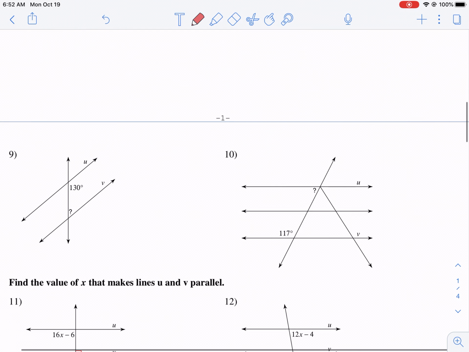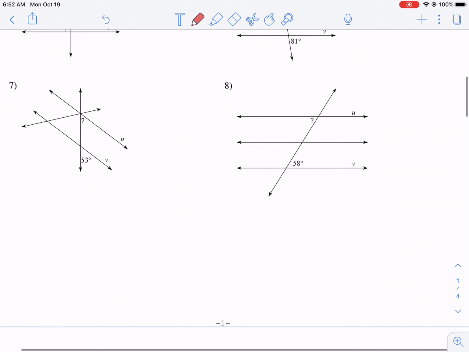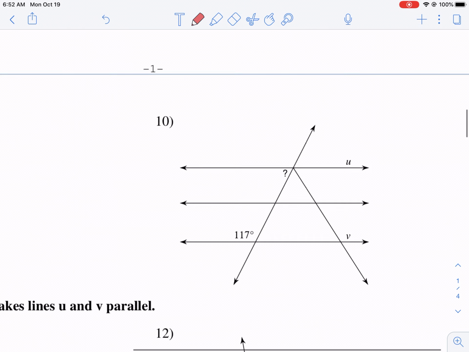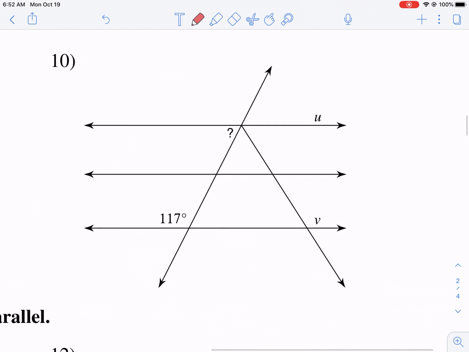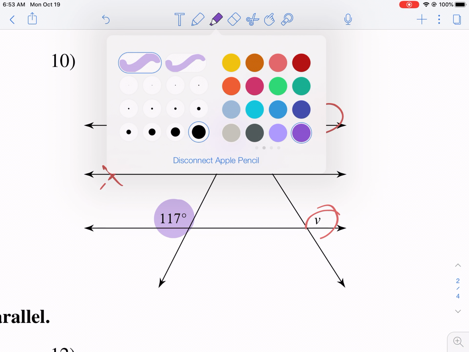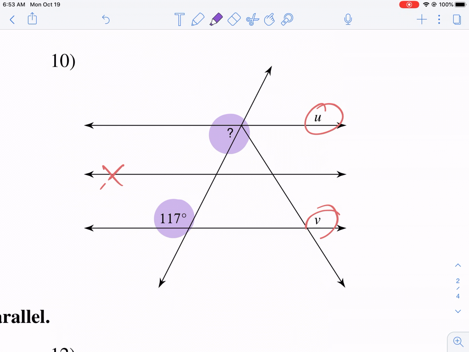Let's go to, I'm trying to think which one's harder. Probably 10. So 10 looks a little bit more difficult. Okay, again, we're only concerned about U and V. We don't care about this guy. Okay, and we're looking at these two angles in question.